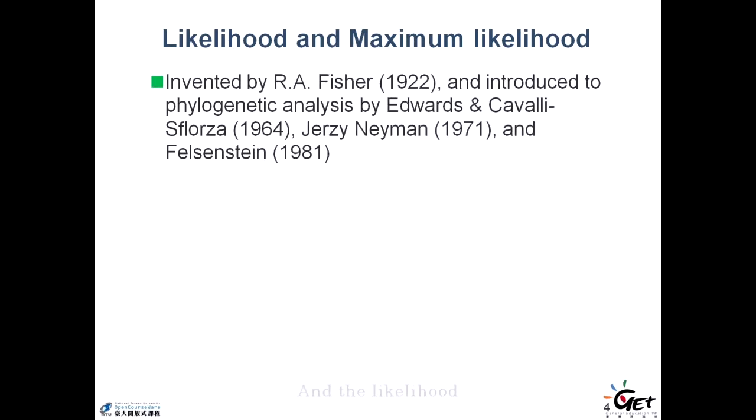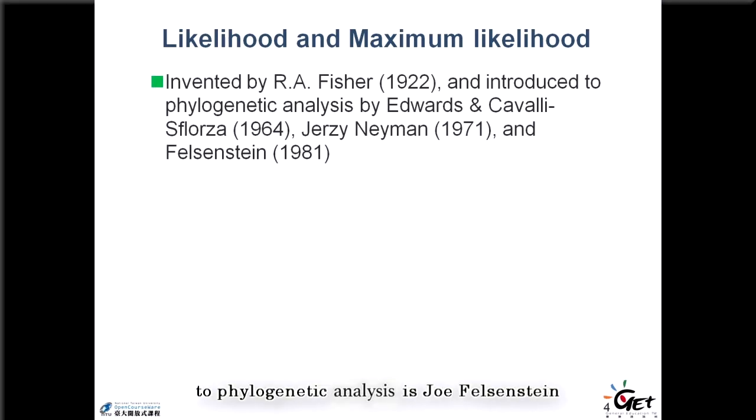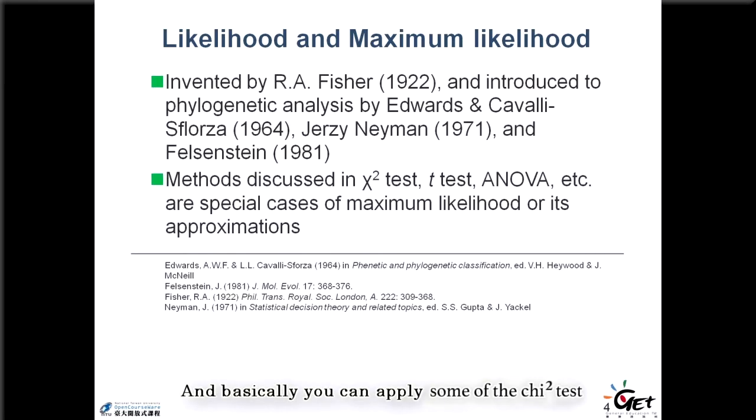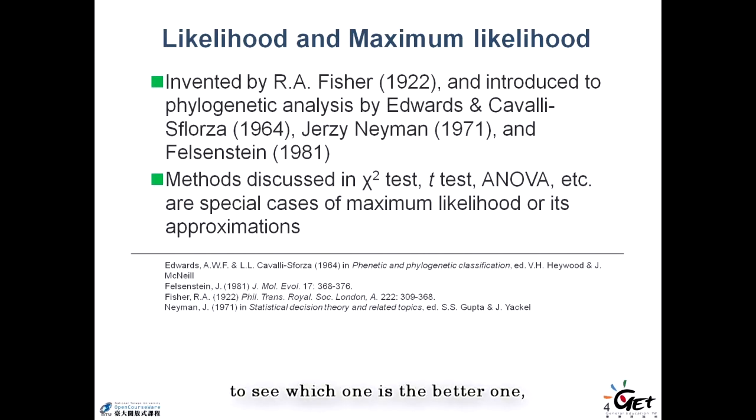Likelihood was invented a long time ago by statisticians, and we are not going to go through any theories. But the person who actually applied those methods to phylogenetic analysis is Joseph Felsenstein. He's the one who really did that. Basically, you can apply the chi-square test and so on to see which one is better and calculate the likelihood. We'll work on that a little bit later on.